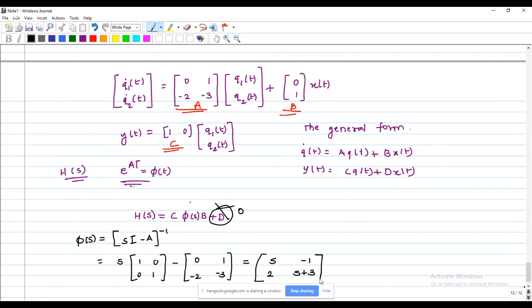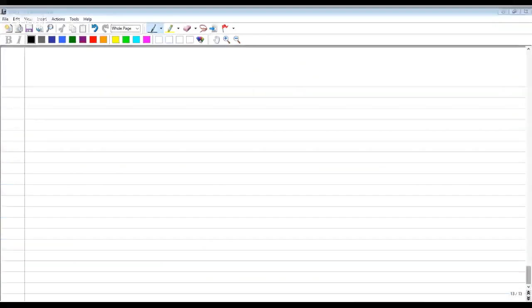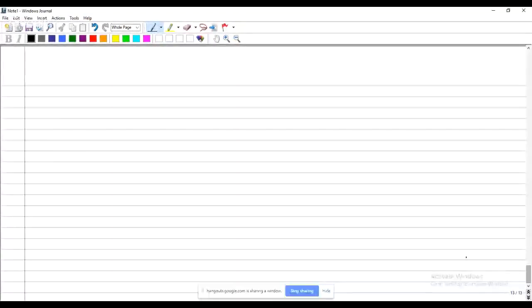And then this is my phi S. Okay, it's not inverse, this is just phi S. No, not phi S. This is only SI minus A. That is what we have calculated here. This is just SI minus A. We have not yet done the inverse. How to calculate the inverse? We will use the standard technique to calculate the inverse, which is the adjoint method.